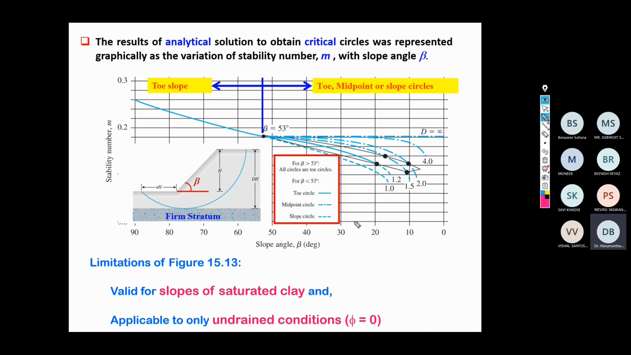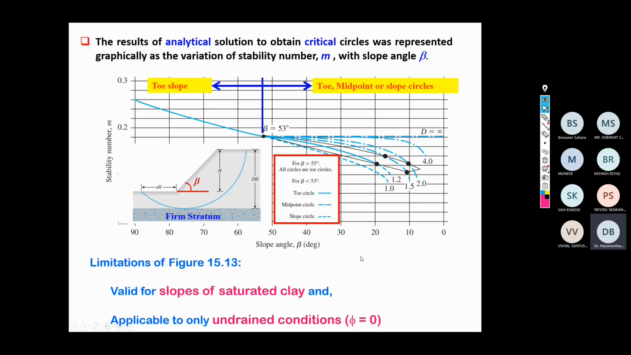Suppose beta is, say, 25 and D is, say, 1.2. From here, you draw another horizontal line onto the ordinate. This will give you the stability number m. You know the basic definition: stability number m is equal to c_d by gamma h. So if c_d is known and gamma is known, h critical can be determined. This is how this predefined chart is used for practical applications.